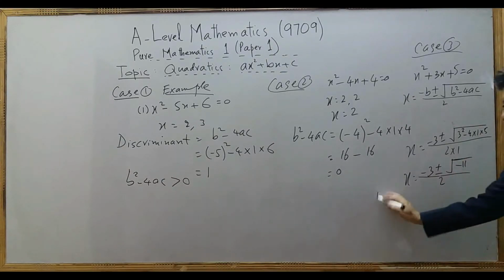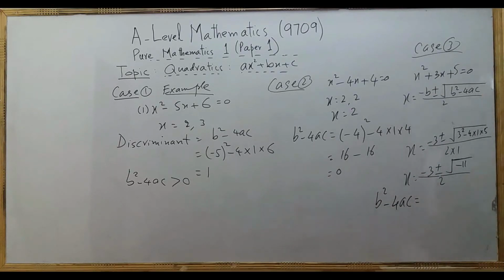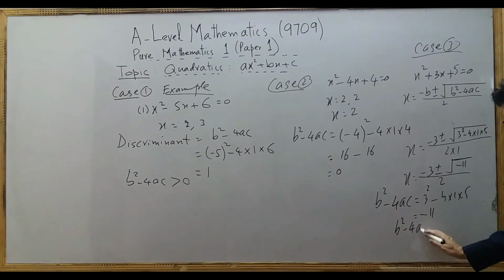Now let's calculate the discriminant of this. b square minus 4ac, we have already calculated it. I again do this step, b square minus 4a into c. So 9 minus 20, it is minus 11. Now of course b square minus 4ac is less than 0. Therefore, no real root.